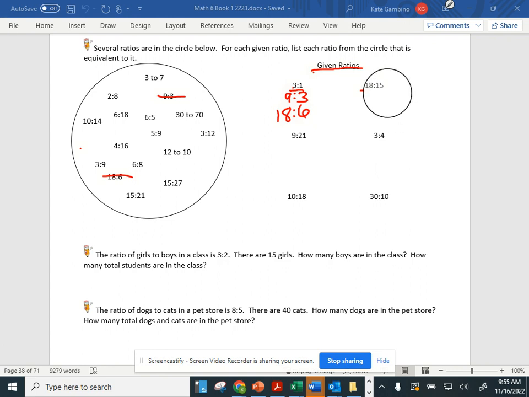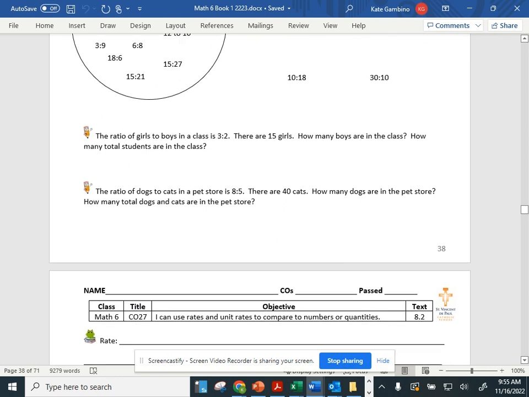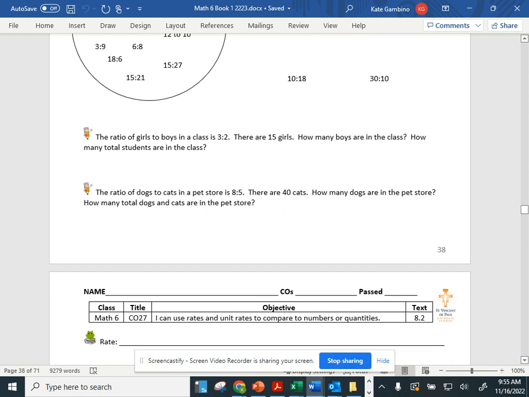Now let's look at our word problems. Okay? So I feel like you can do the equivalent fractions well. The ratio of girls to boys in a class is 3 to 2. There are 15 girls. How many boys are in the class? How many total students are in the class? So remember what we did in yesterday's objective. Girls to boys. So girls is first, then boys. So girls is our first number, then the boys.